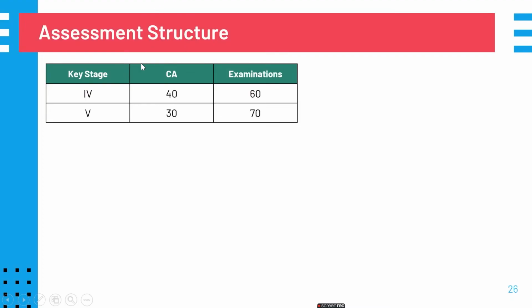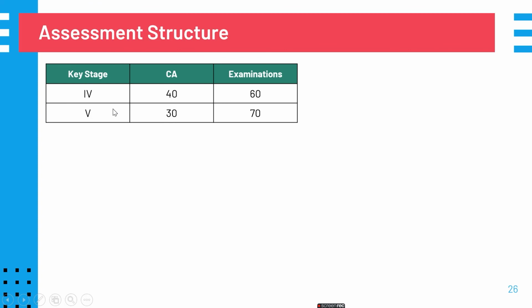Now, when it comes to assessment structure, for Key Stage 4, that is for class 9 and 10, continuous assessment consists of 40%, which is 20 plus 20, 20 in the first term and 20 in the second term. And written examination is 60%, which is 30 in the first term and 30 in the second term.